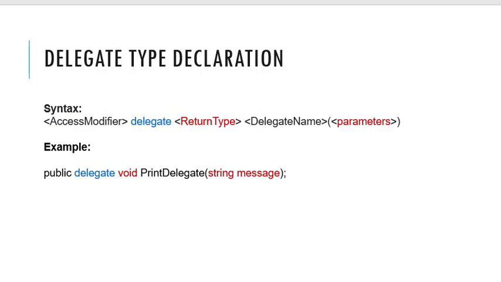Methods with incompatible parameters or return type will not be added to the delegate variable. So the whole purpose of delegate type declaration is to specify the signature of methods which can be added to the delegate type. After the delegate type is declared, you can declare delegate variables like other variables. You write the delegate type name and then the variable name. Here in this example, a variable v1 of type printDelegate is declared.